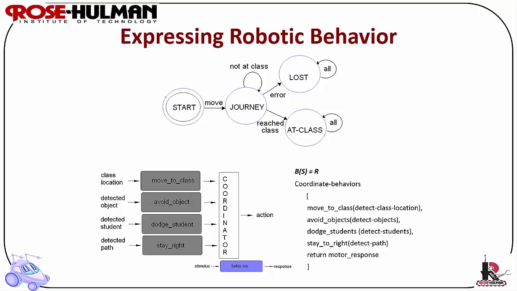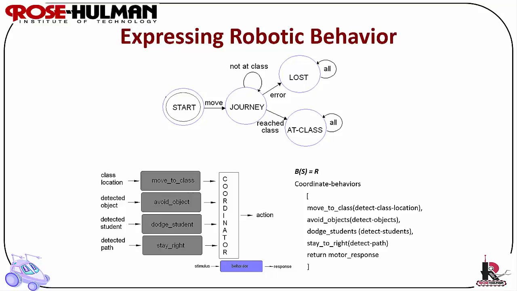So this is an example of a robot that journeys to a classroom, where the states are journey, lost, or at the class. And some of the behaviors are move to class, avoid object, dodge student, stay right. There is a coordinator for the classes. And the perceptual schemas are the class location, the detected object, detected student, or detected path.